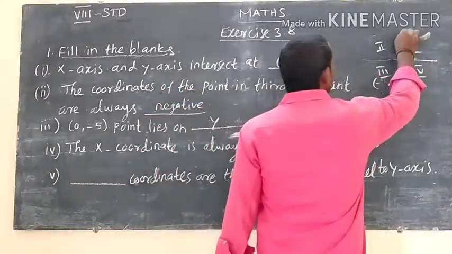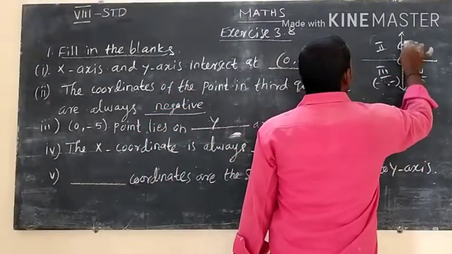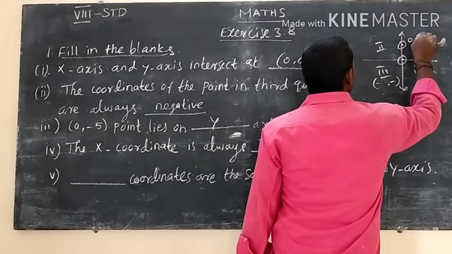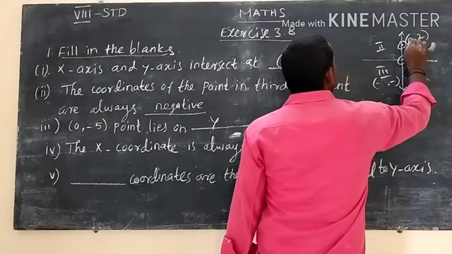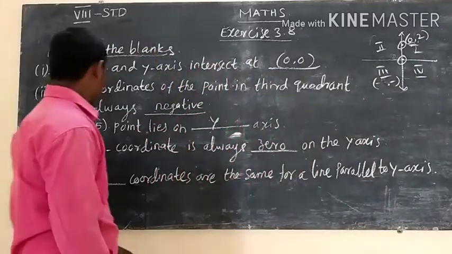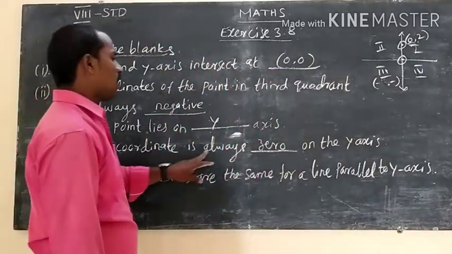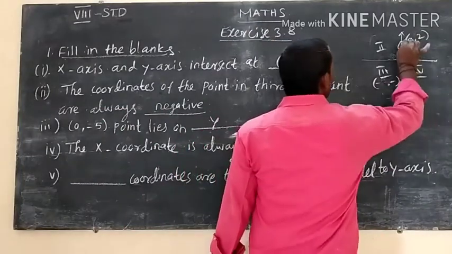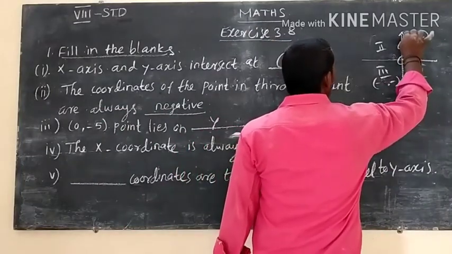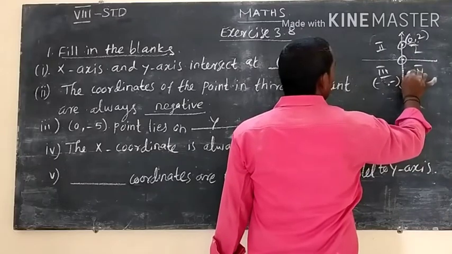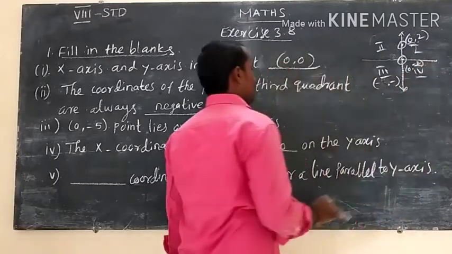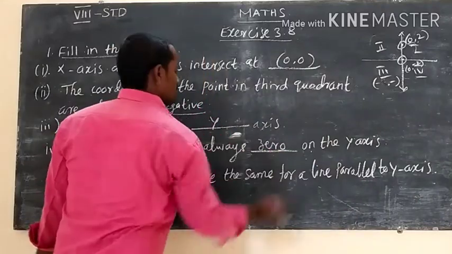So the reason is, if you mark a point on the y-axis, the x value is always 0. Okay. The x coordinate is always 0 on the y-axis. Every point you mark on this line, we get the x value as 0. Here, (0, minus 2). So the x value is 0 on the y-axis.